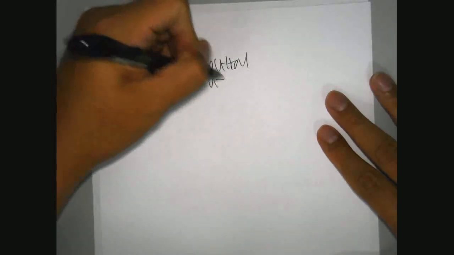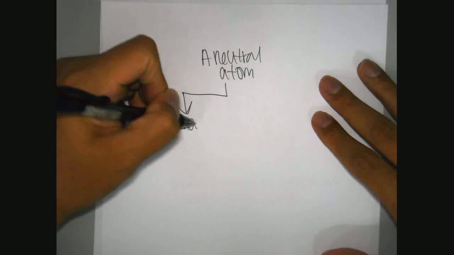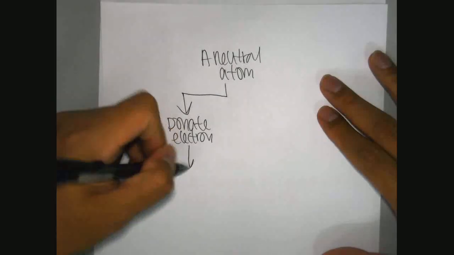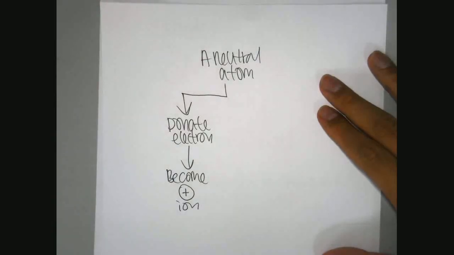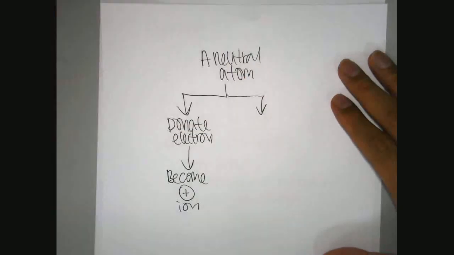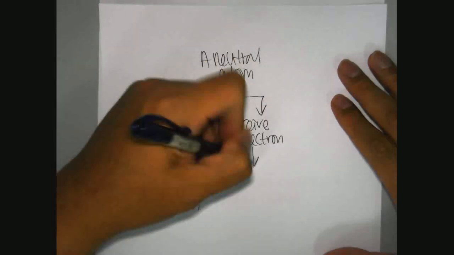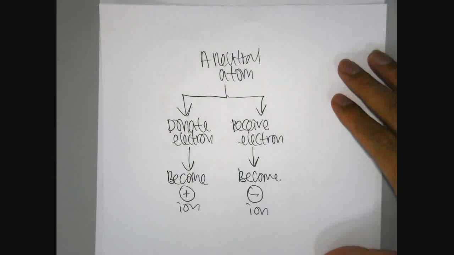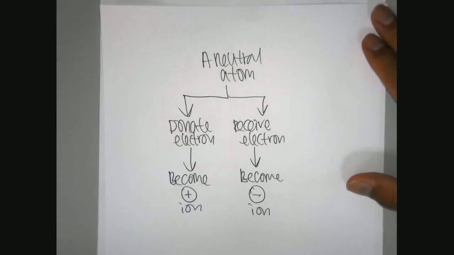Right, so to know the charge, we just need to know a simple idea. If we have a neutral atom, it means it doesn't have charge. If a neutral atom donates its electron, the neutral atom will become a positive ion. Meanwhile, when a neutral atom receives or gains electron, it would become a negative ion. Alright, so this is a very important concept. So we will use this concept to predict the charge.